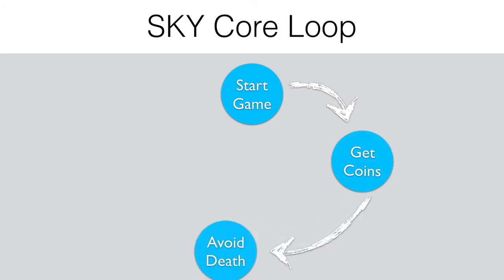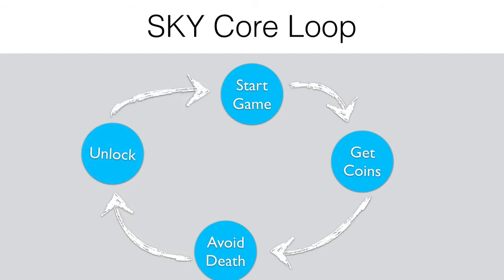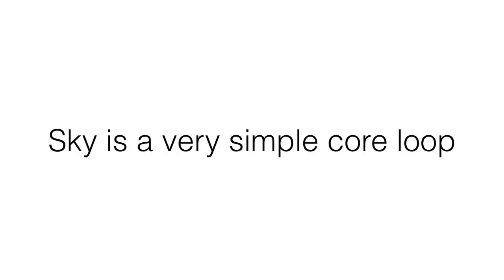Then you avoid death. Now there's a lot going on in this avoid death. You have to jump, you might double jump. Actually, that's all that's going on. You're just going to jump. Then, after you do finally die, you're going to hopefully unlock a character or not. You can bypass that one and start the game. So if you don't have any money to unlock, we can remove that one. It's really only three points. It's almost the same as the slot machine. So Sky has a very simple core loop. It's very close to slots, a lot more than blackjack.